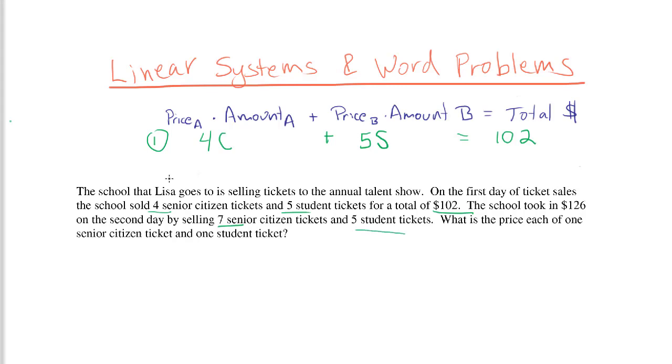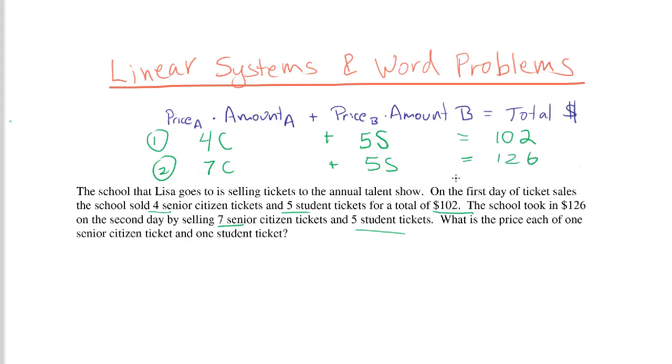Well, if we keep going, the school took in $126 on the second day by selling 7 senior citizen tickets and 5 student tickets. So we have a second equation here. We can say 7 senior citizens times the price of a senior citizen ticket plus 5 student tickets, again, times the price of student tickets, equals, in this case, $126.